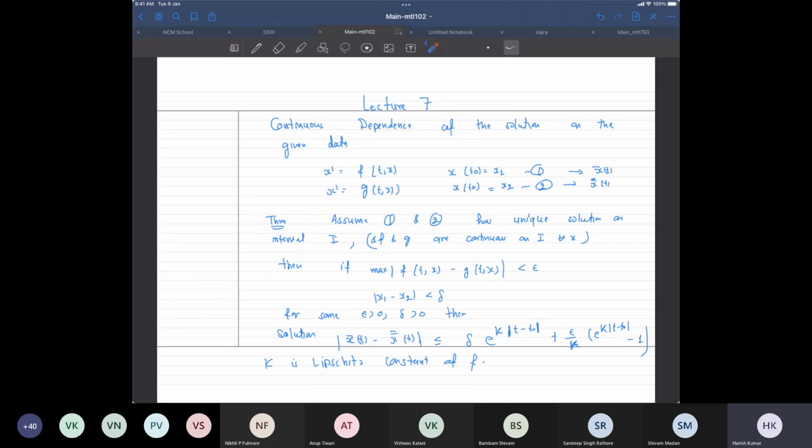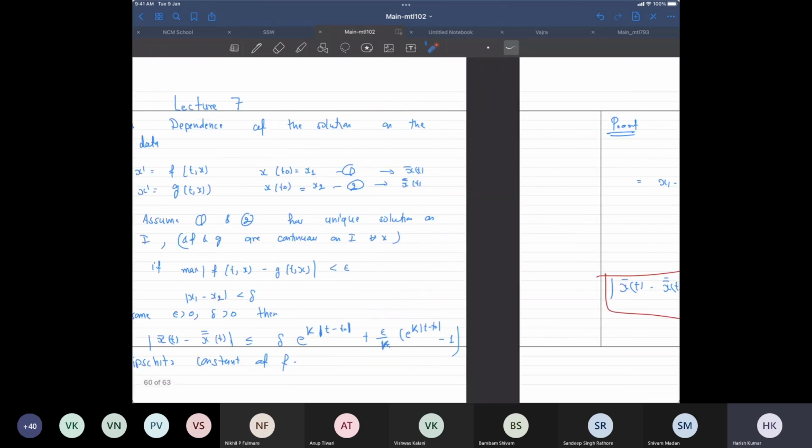But more importantly, it tells you how much maximum change you can expect in the solution if you know the change in the right hand side and the change in the initial condition. So this is the change due to the initial condition. This is the change due to the change in the right hand side.